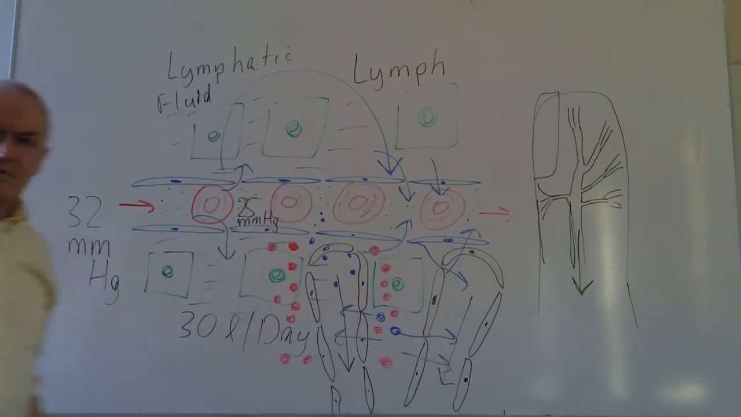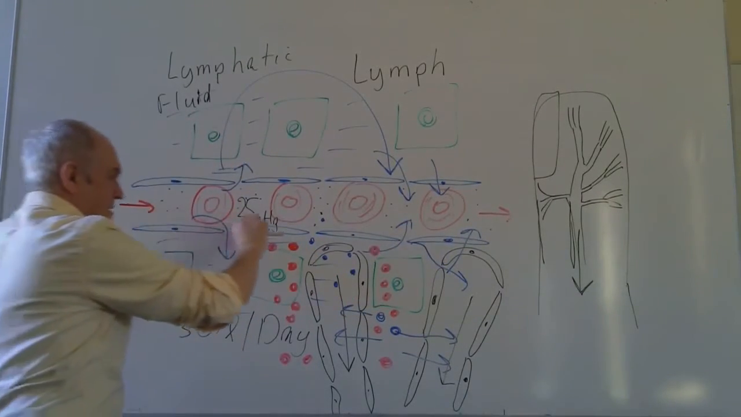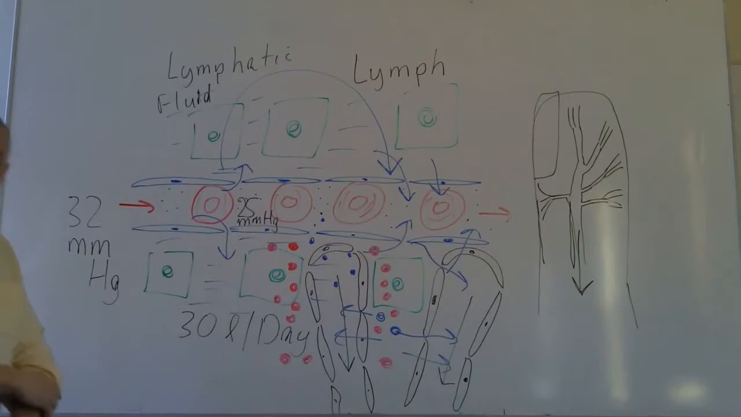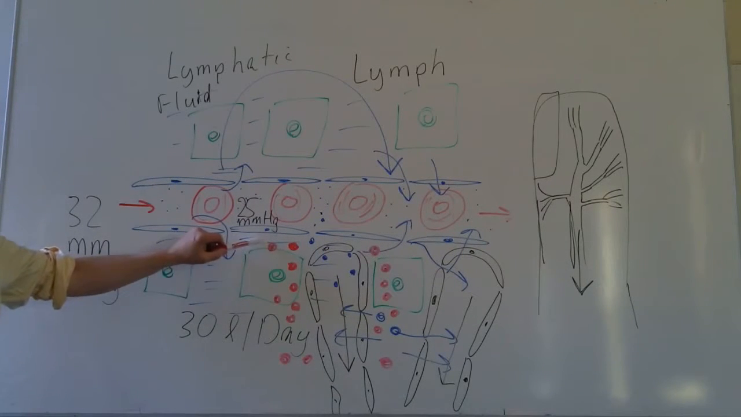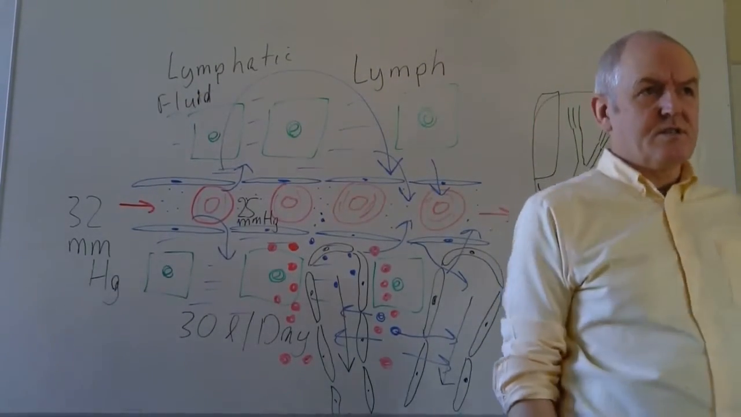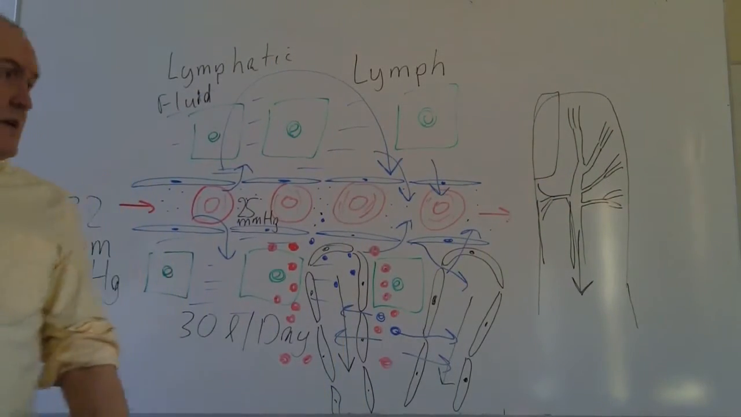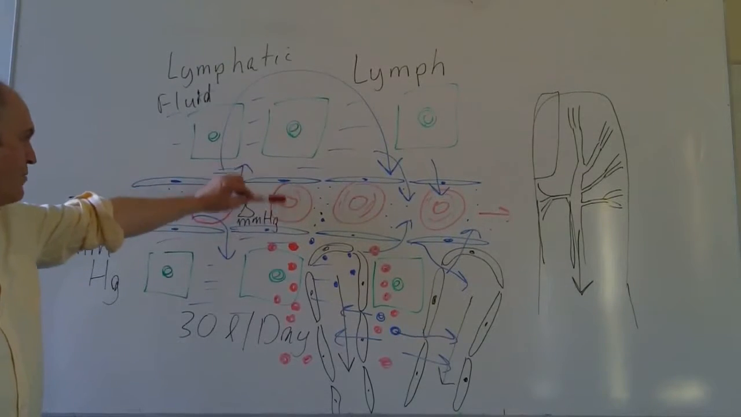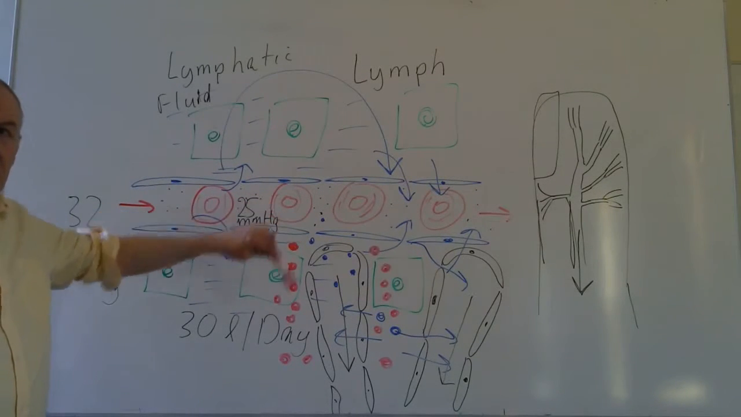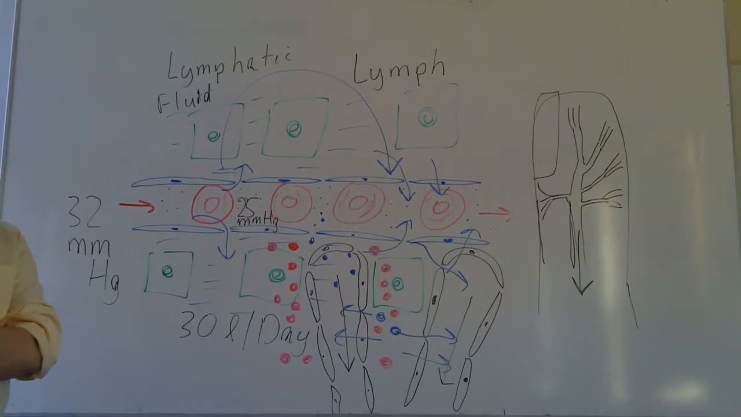Now, fortunately, the bacteria don't migrate through the wall of the capillary easily. But if the bacteria are left to hang around, what these bacteria do is they produce toxins. And over time, those toxins would damage the walls of the capillaries. And that would let bacteria into the blood. And then they could go all around the body causing a systemic sepsis. We don't want that. That would be seriously bad news.